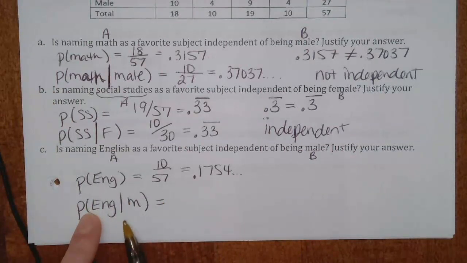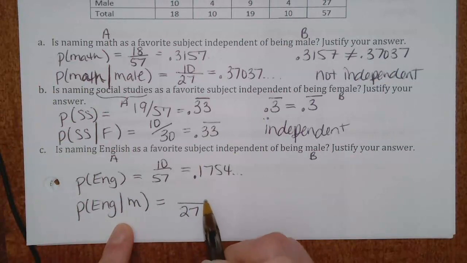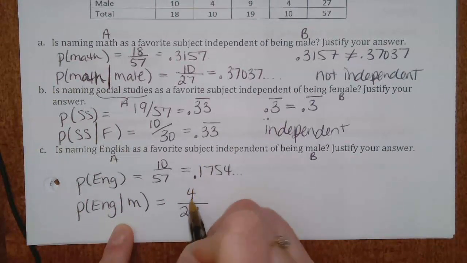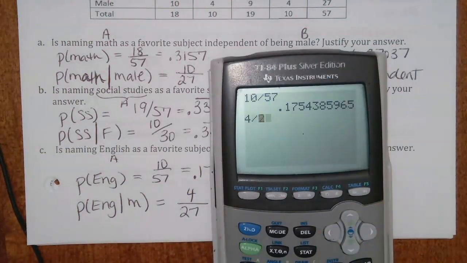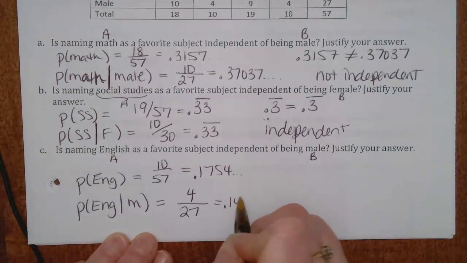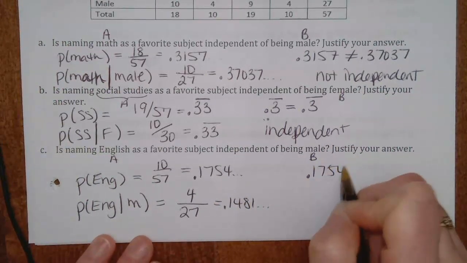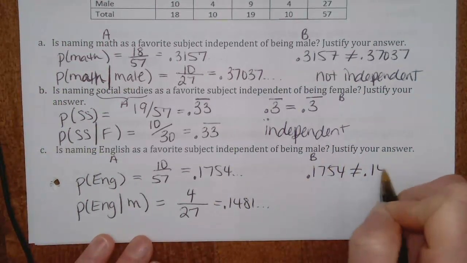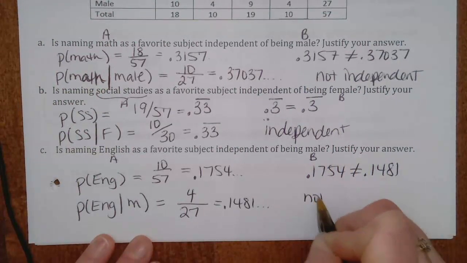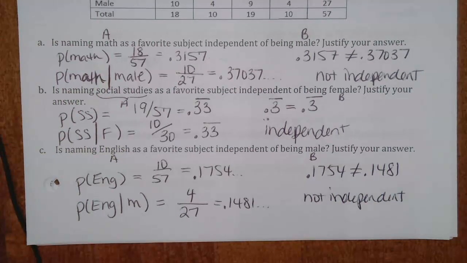English, given male. So there are 27 males. How many of them like English? Only 4. Let's see, 4 out of 27, 0.1481 dot dot. So obviously they're not equal, and therefore they're not independent. Nice and easy. All right.